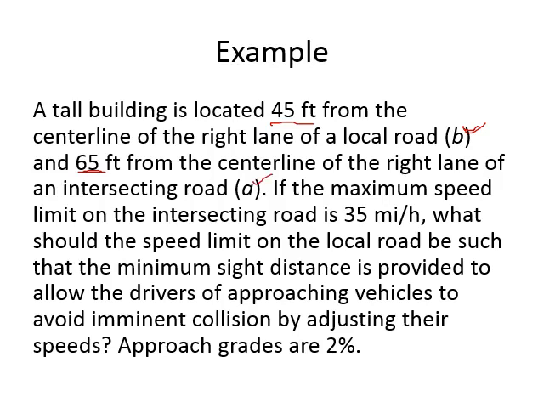Basically, we take the road which has the lower speed as b and the road which has the higher speed as a, but in this case they have already given me which one is a and which one is b.